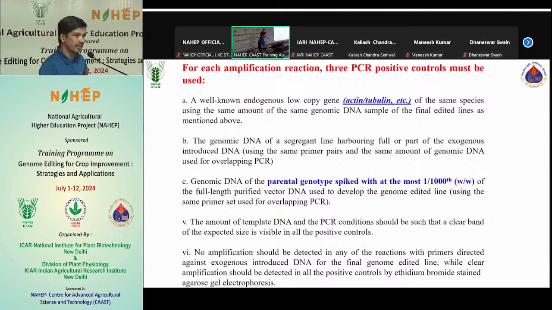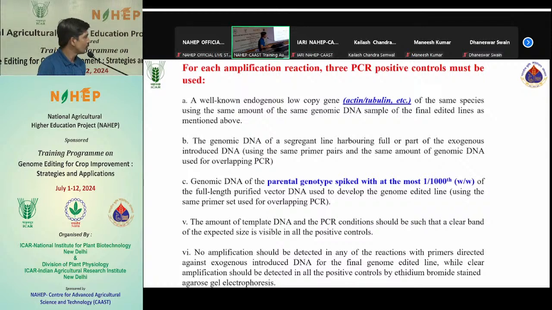The band should be very fine and proper. It's not like faint; they won't accept that. So if you get any faint band, you have to recheck your DNA and the conditions, since from primer to primer the conditions may vary or might be the same.